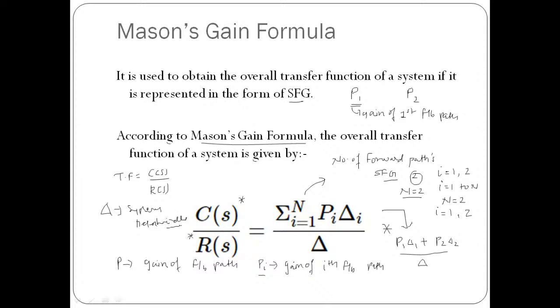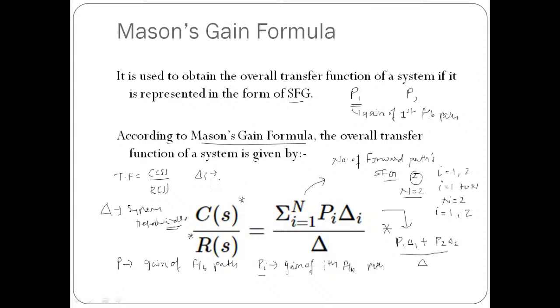And how to calculate the value of system determinant, that I'm going to explain in the coming slides. But right now let us consider that delta is nothing but system determinant. And what is delta I? Delta I indicates the system determinant corresponding to ith forward path, where we need to take only those loops which are not going to have any physical contact with ith forward path.